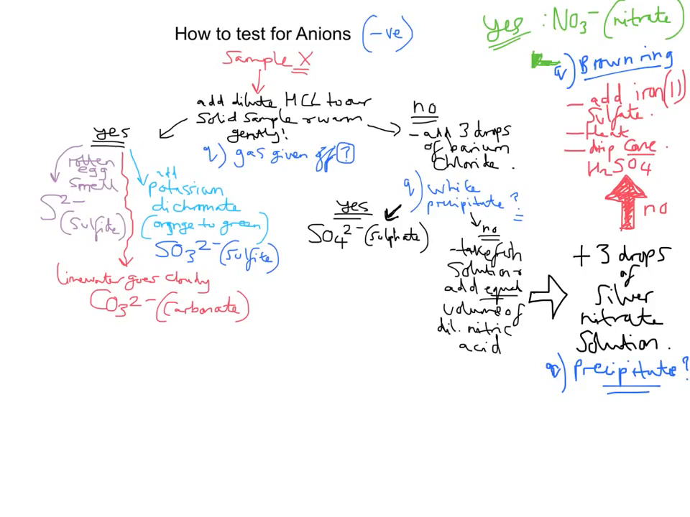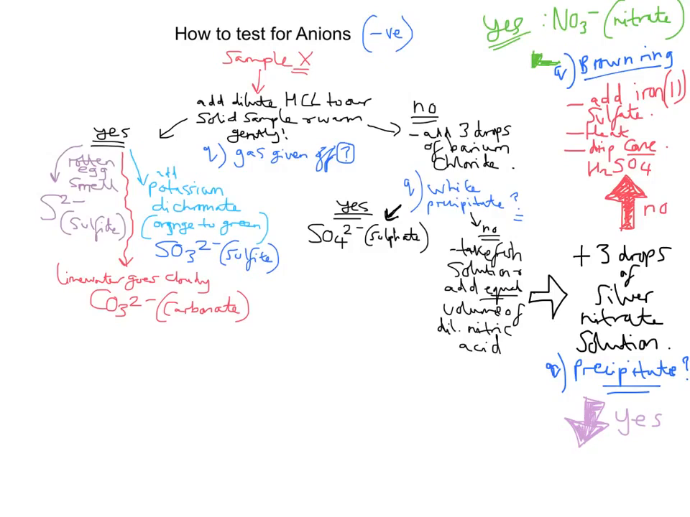Now let's go back down. So I said if we add 3 drops of silver nitrate solution, if we don't get a precipitate, then we have to go through this and look for a brown ring. Let's imagine that we do. Let's imagine that we did get a precipitate. So we're going to follow now the yes path and see which anions we can identify from this route. So this is now yes, if we did get a precipitate.